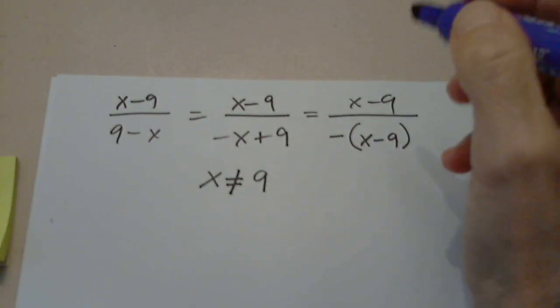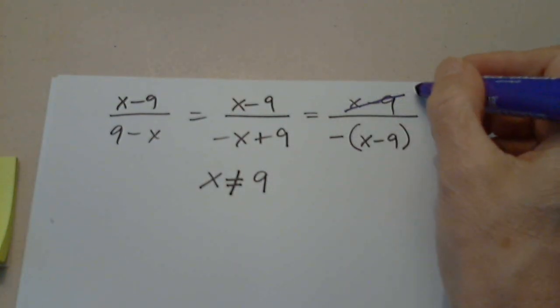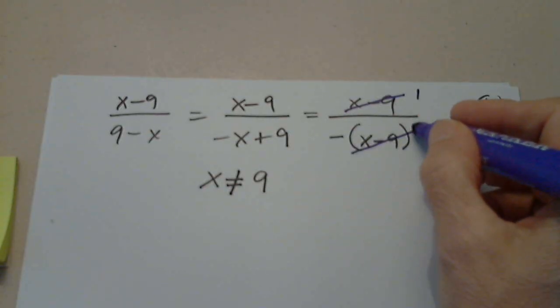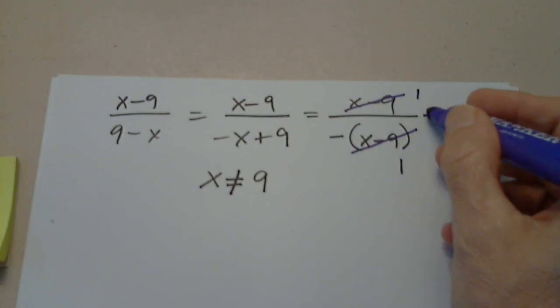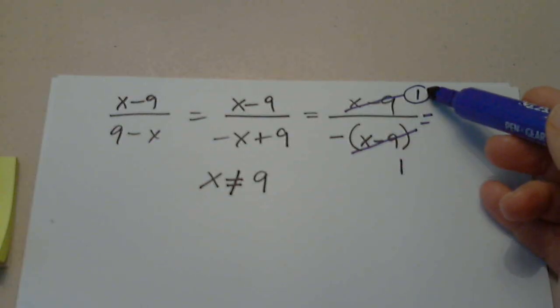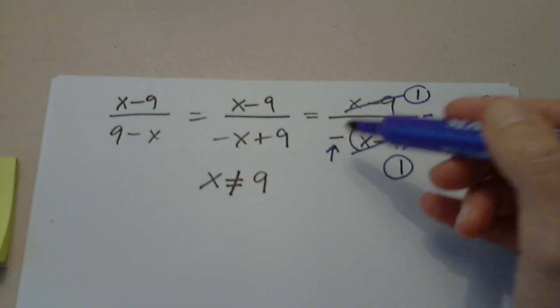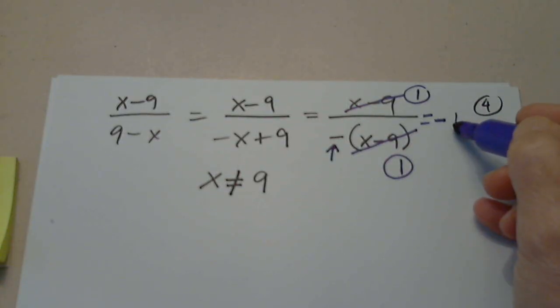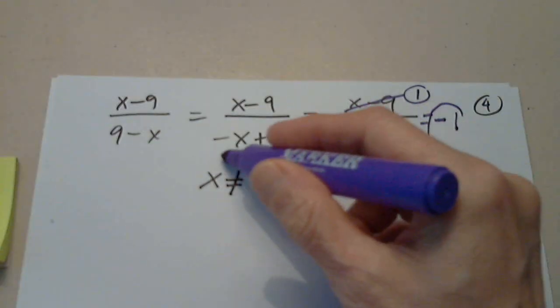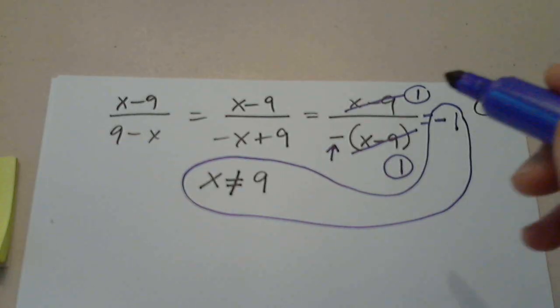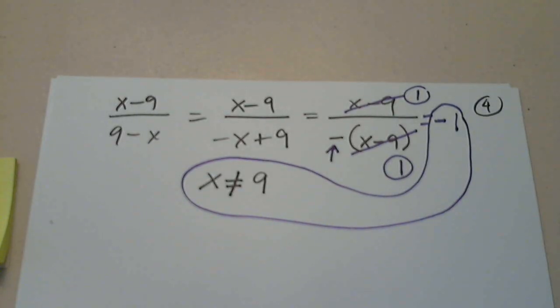We are allowed to simplify factors. X minus 9 divided by x minus 9 is 1. And now what is left in the numerator is this. What is left in the denominator is this, including the sign. So the answer is negative 1. But the correct answer, I don't care what they say, is not negative 1. The correct answer is negative 1 if x is never equal to 9. That's the correct answer.